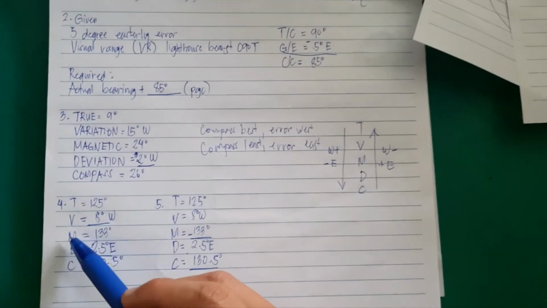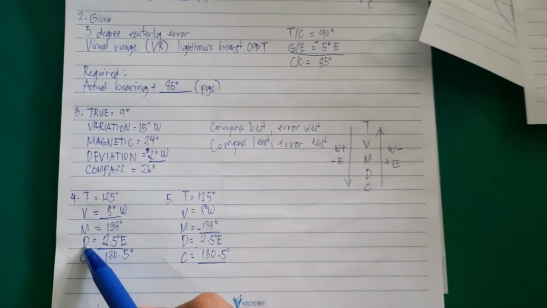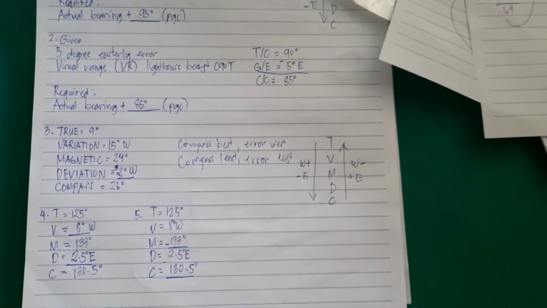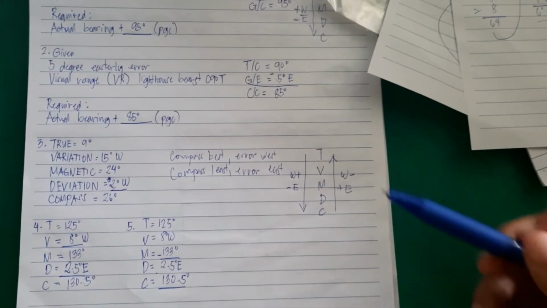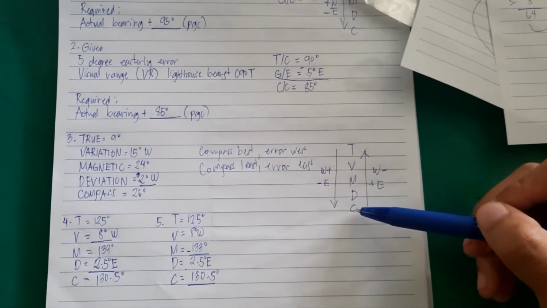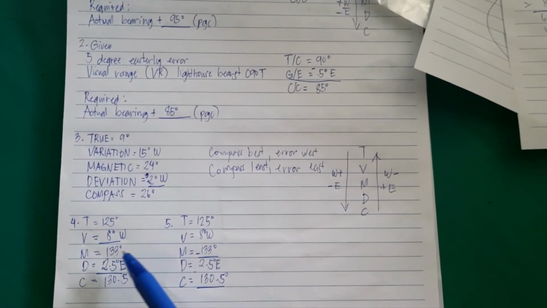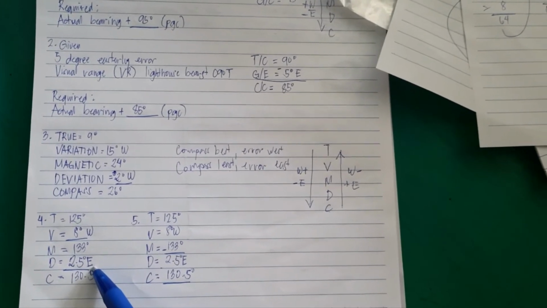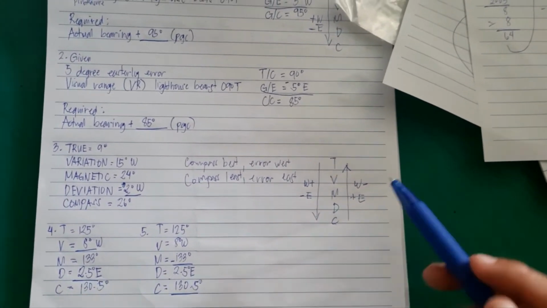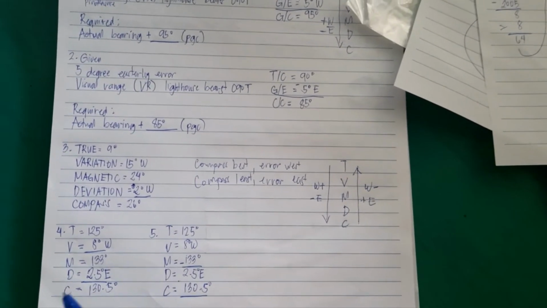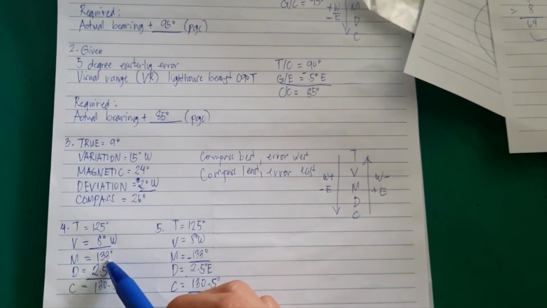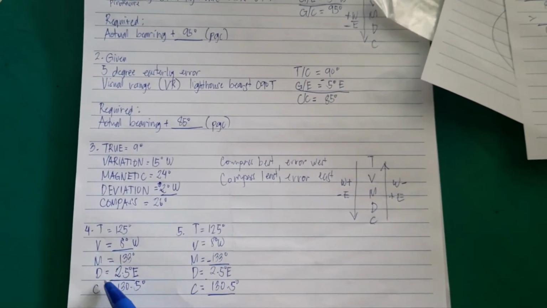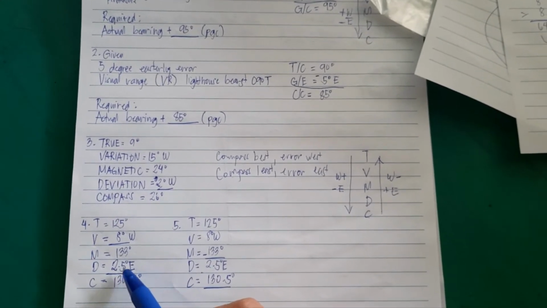And for the next one, how did I come up with the deviation? The rule applicable for this one is true course to compass course. So this is east because we're going to subtract. Yes, subtract. 133 degrees minus 130.5 degrees. So the deviation for this one is 2.5 degrees east.